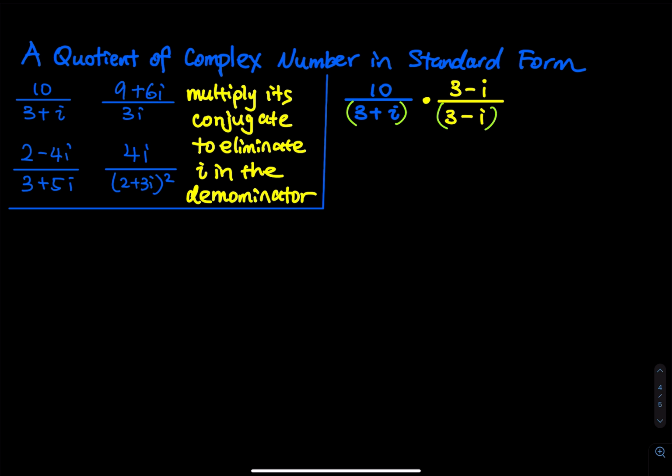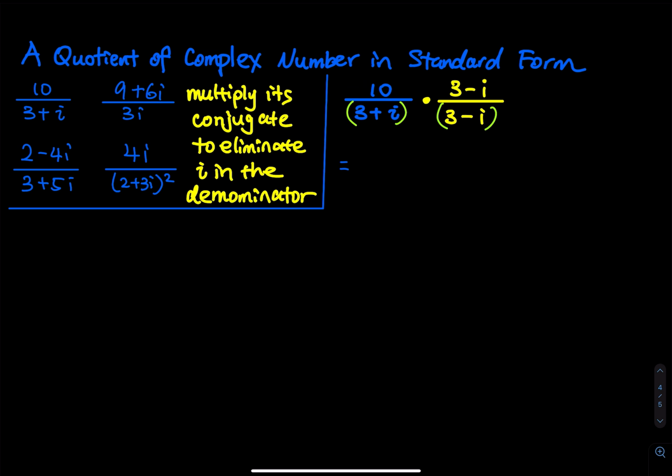Now, do we care about having an i in the numerator? The answer is no. So whenever I give you a quotient and you see an i in the denominator, just do your job to make sure there is no i in the denominator. What's in the numerator? I don't really care. All right, so let's go ahead and do the multiplication.